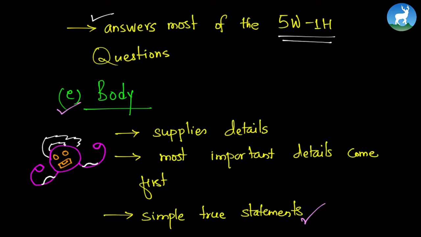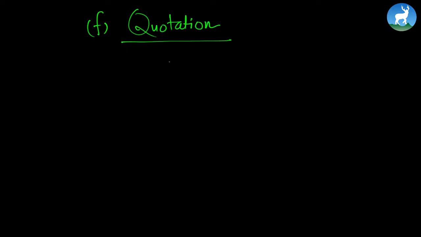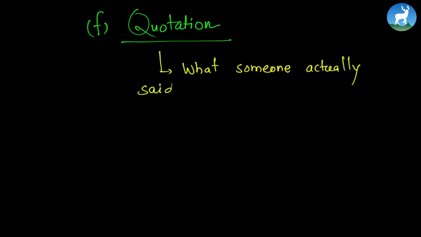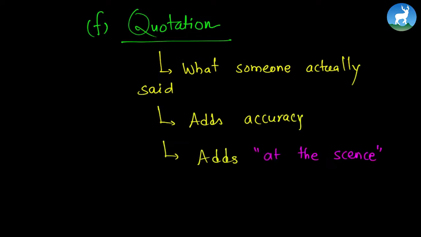Finally, we come to the last element of news report writing, which is called quotation. What is it called? It is called quotation. Quotation is what someone actually said. It also adds accuracy. It also adds at the scene feeling. What does it add? It adds at the scene feeling. So this kind of feeling is added.